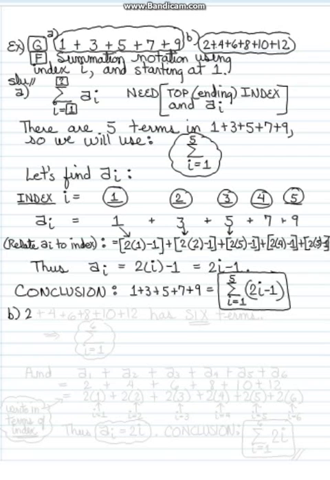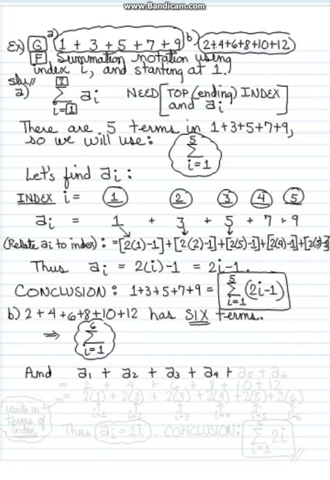2 plus 4 plus 6 plus 8 plus 10 plus 12. Count how many terms. There are 1, 2, 3, 4, 5, 6 terms in this sum. So our index is going to start with I equals 1 because they asked us to start with 1, and it's going to end at 6 to cover all of our 6 terms. Now comes the hard part, the a sub ith term. A sub 1 plus a sub 2 plus a sub 3 plus a sub 4 plus a sub 5 plus a sub 6 is equal to the numbers they gave us, 2 plus 4 plus 6 plus 8 plus 10 plus 12.